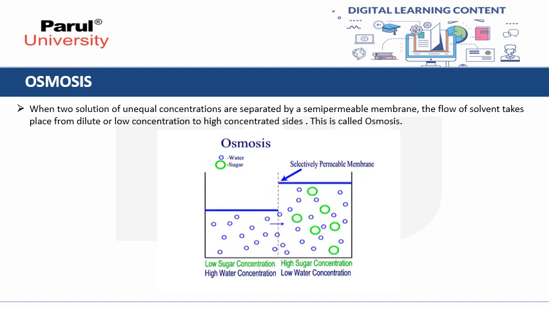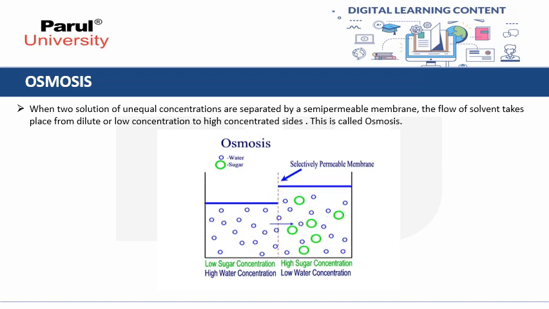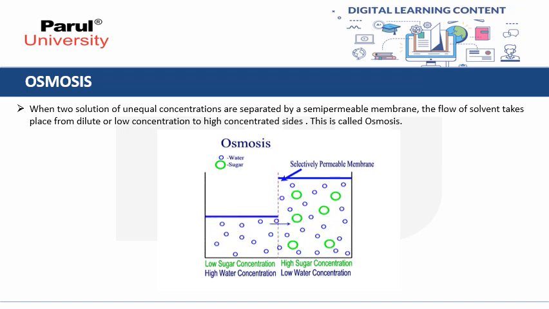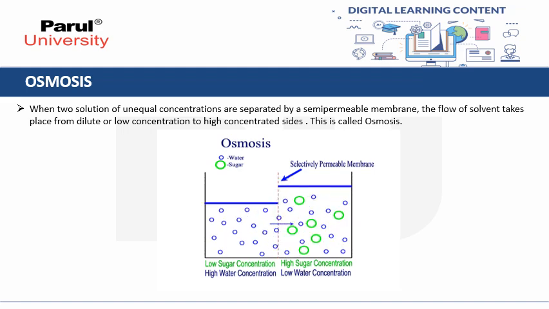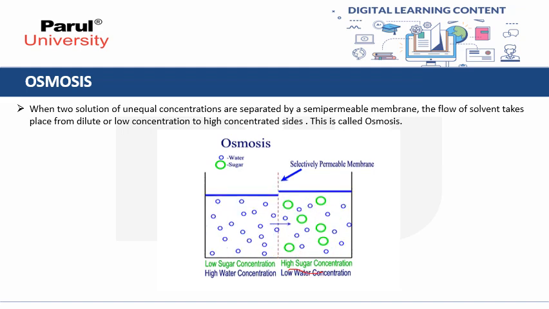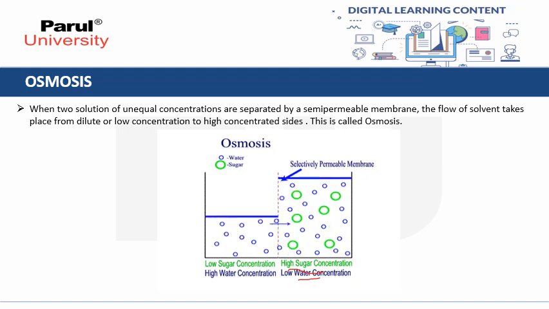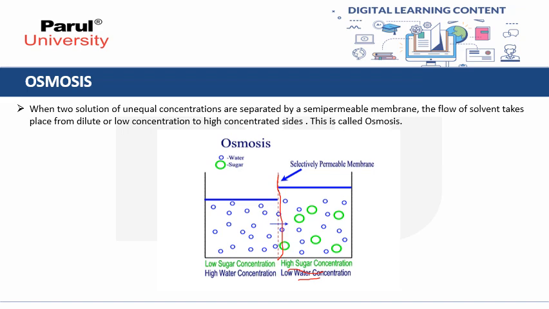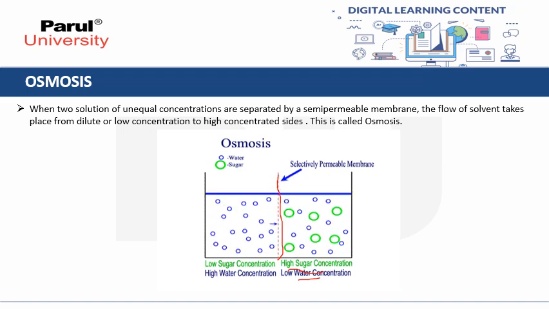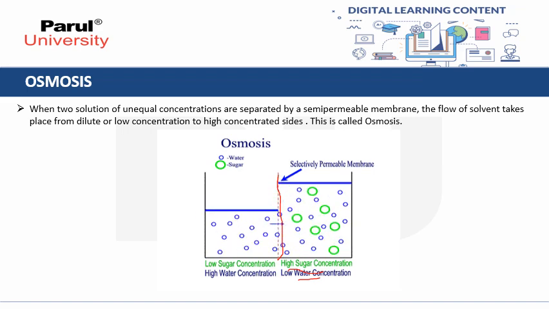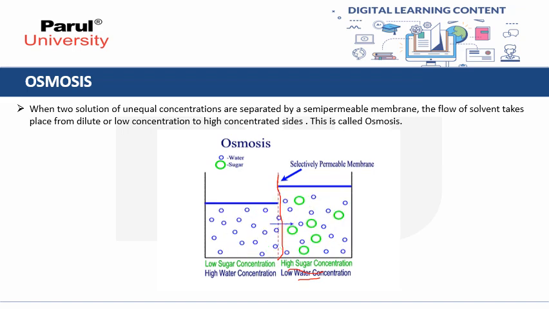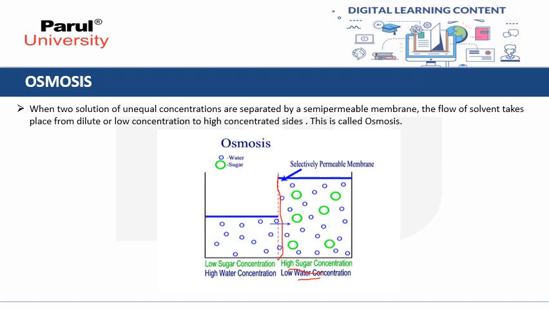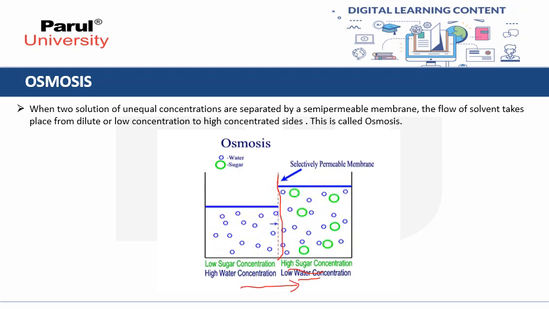This is called osmosis. As we can see here in the animation, one compartment has low sugar concentration with high water concentration, and the other has high sugar concentration with low water concentration. Between the two cells, there is a semi-permeable membrane which separates the two compartments. So, in osmosis, the flow of solvent takes place from the dilute or low concentration side to the higher concentration side.